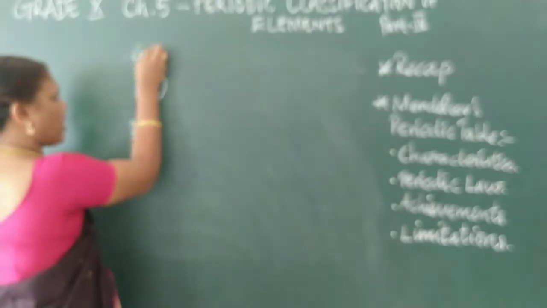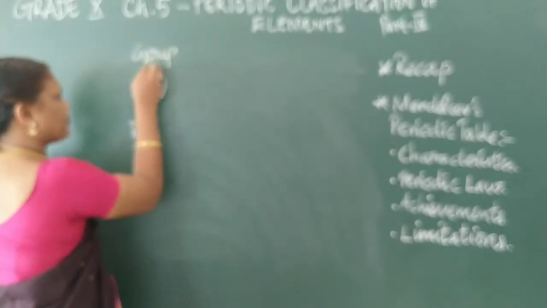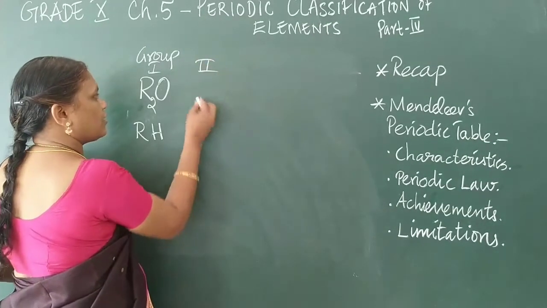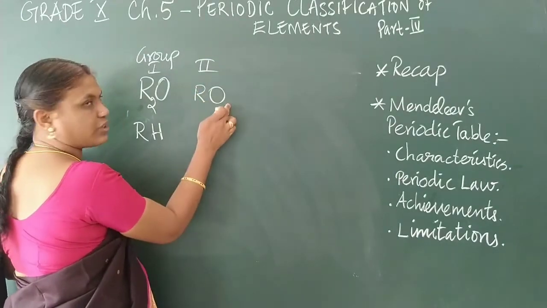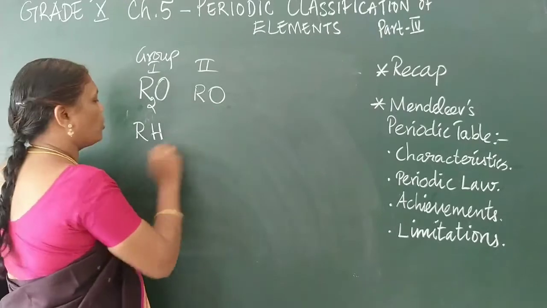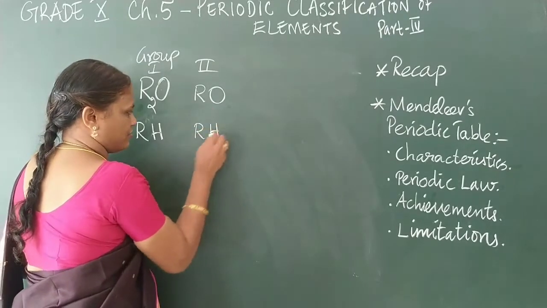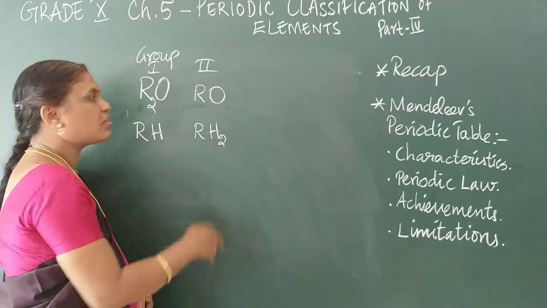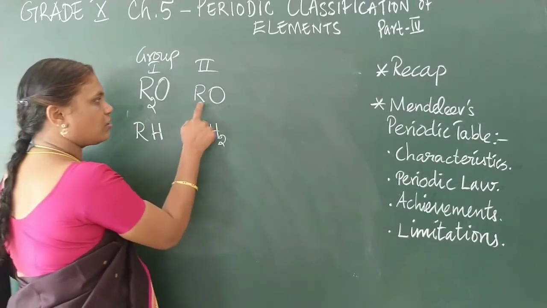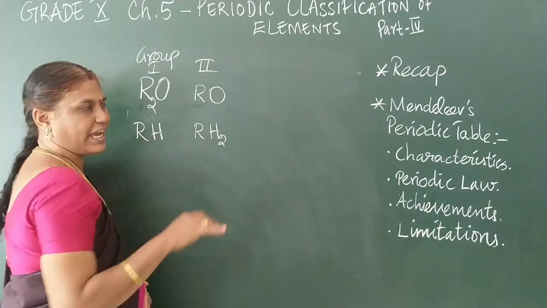So R to O, and how will it be? RH. This is in group 1. What will group 2 be? It will be RO, because the 2 cancels and it will be RO. Then what about this R with hydrogen? What is R? The elements. RO, because the 2 will be cancelled.